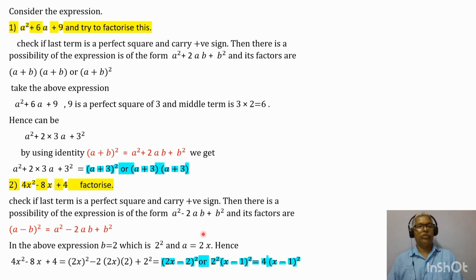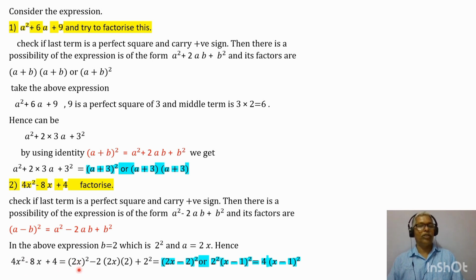This is equal to this. Then if you substitute b square as 4, b is equal to 2, which is 2 square, and a is equal to 2x. So here we should take 2x in the whole square. Hence 4x square minus 8x plus 4 will be like this.